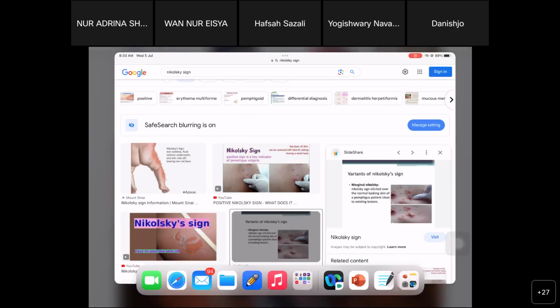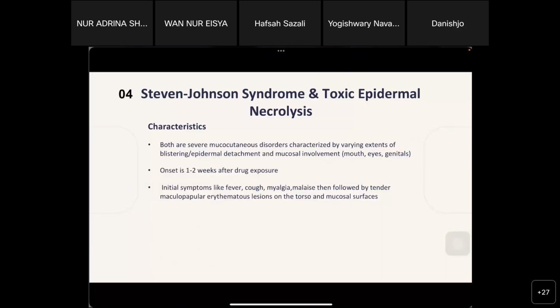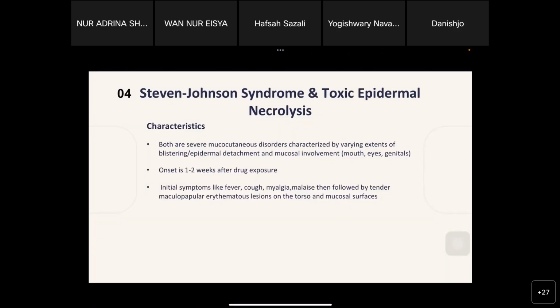Do you understand that? Yes, doctor. Nikolsky sign is important, it's a feature, but at the beginning, when you don't have Nikolsky sign, it doesn't mean that you can rule out SJS or TEN, because some areas might not have developed that full thickness necrosis yet.